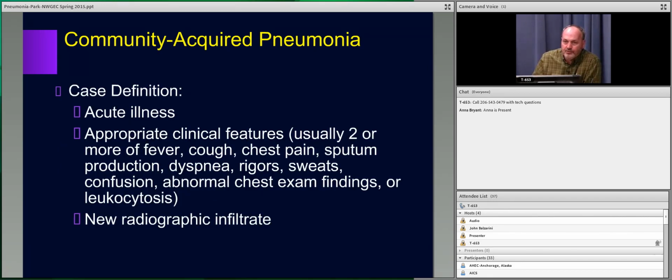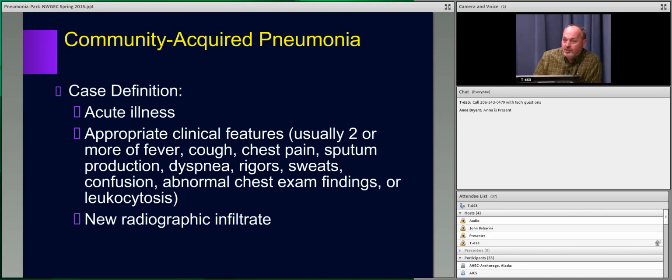All right, so first of all, is it pneumonia? We think it's pneumonia. Is it really pneumonia? So what do we think of as pneumonia? It's an acute illness, usually, meaning a few days or a week or two at the most. There need to be appropriate clinical features.